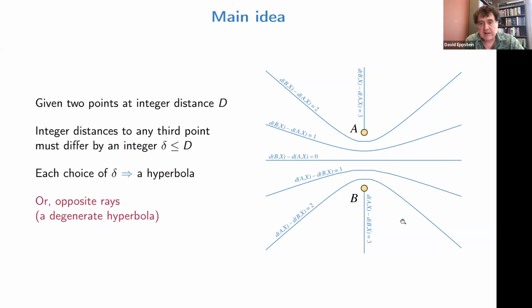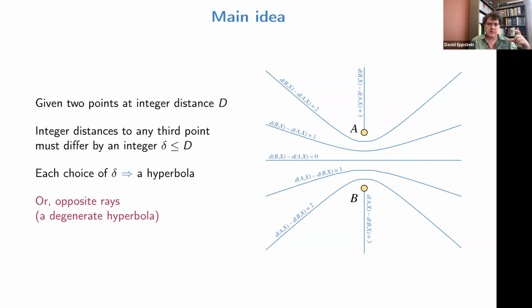The same hyperbola is over here, but giving a different branch for the points that have difference 2, but in the other direction, closer to B than to A. And all of these curves, for each possible integer difference between the two distances from X to A and X to B, for each of those differences, we get a hyperbola, a branch of a hyperbola. The two opposite rays that you can see here, you can think of them as being a degenerate hyperbola.